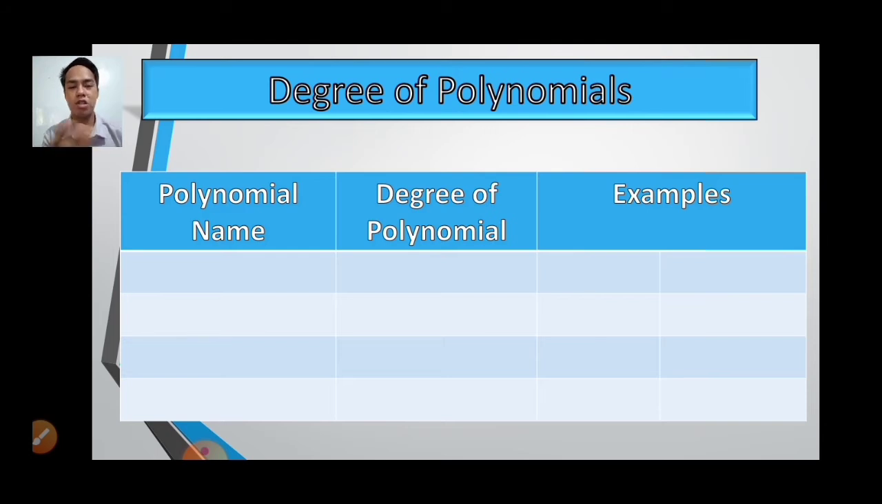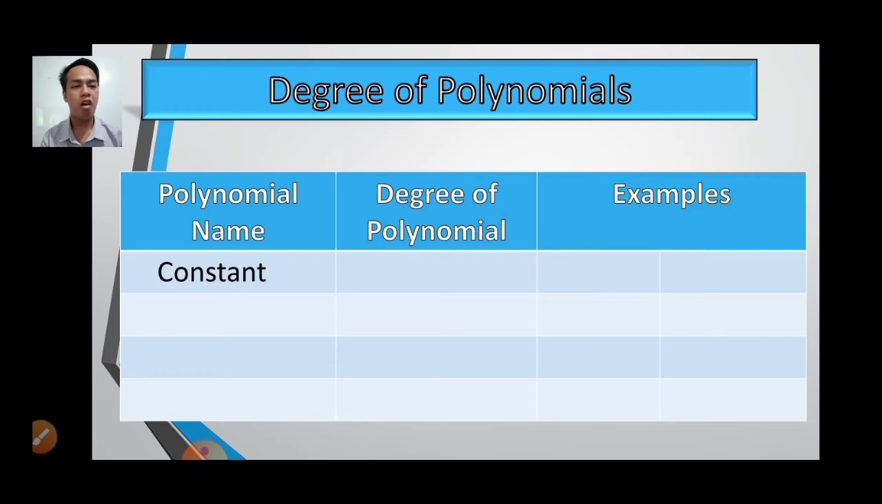Now, for us to better understand, as you can see, we have here the table. The first column, we have the polynomial name. The second column, we have the degree of polynomial. The third is, of course, the examples. Okay, let's go first with constant. Polynomial name: constant or the constant term.